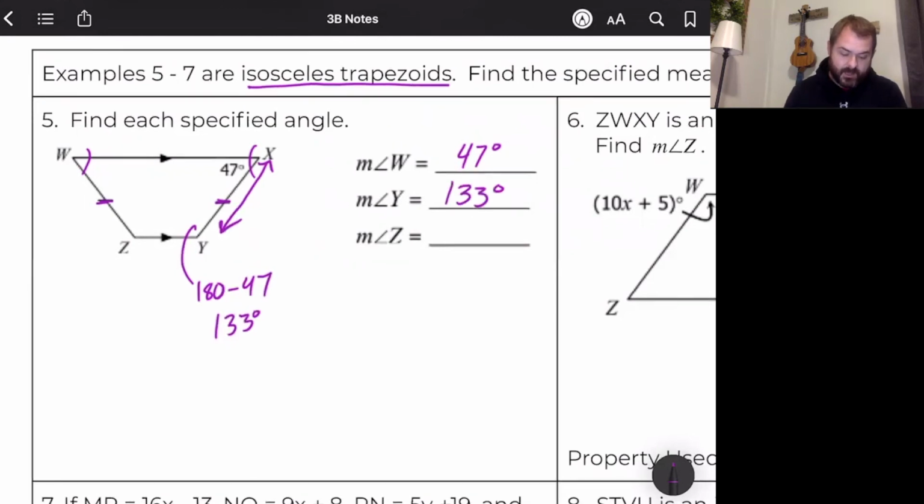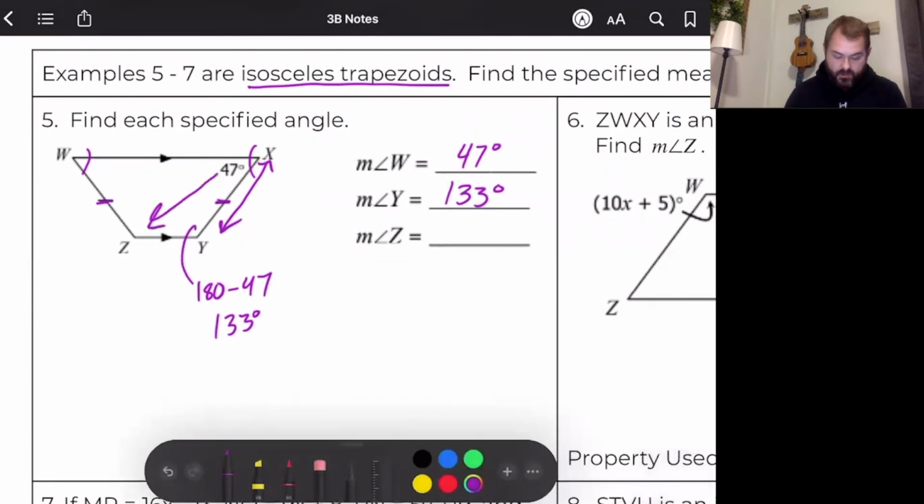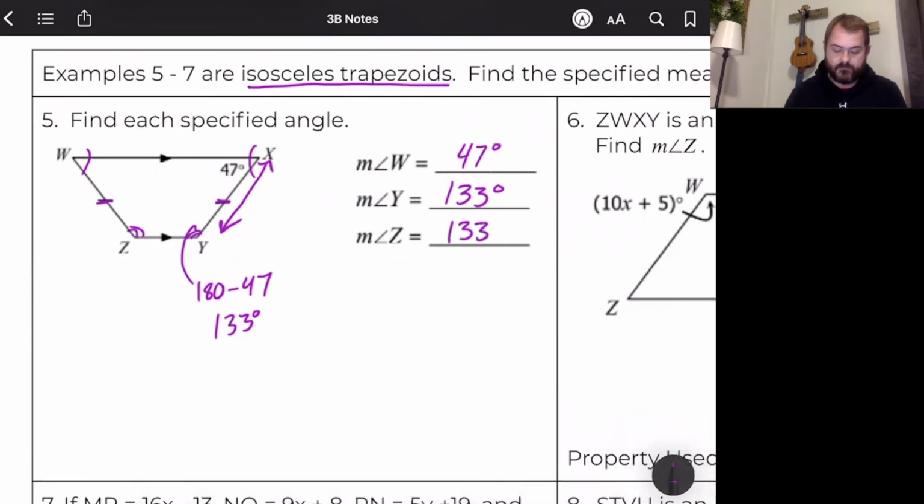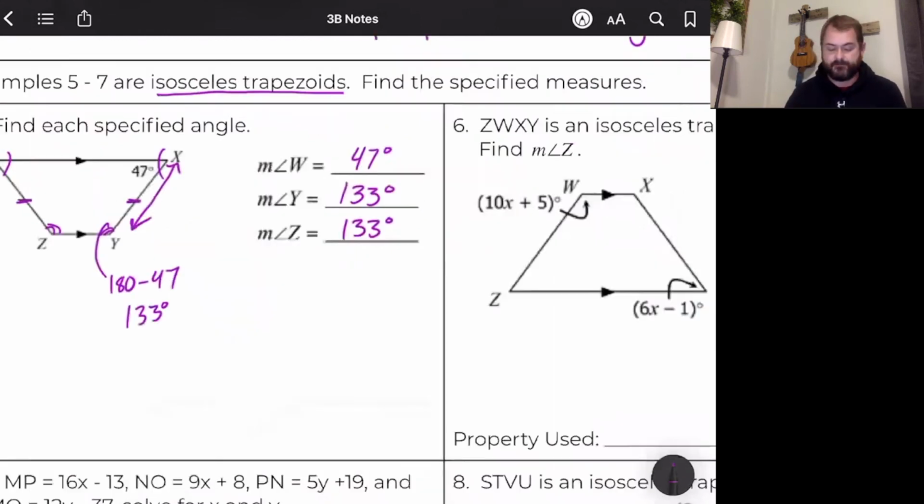But the opposite angles are also supplementary, or you could think of these two congruent base angles. So I know Z is also 133 degrees. Okay, so it looks like you're not given very much information, but you don't need very much as long as you know it's an isosceles trapezoid.